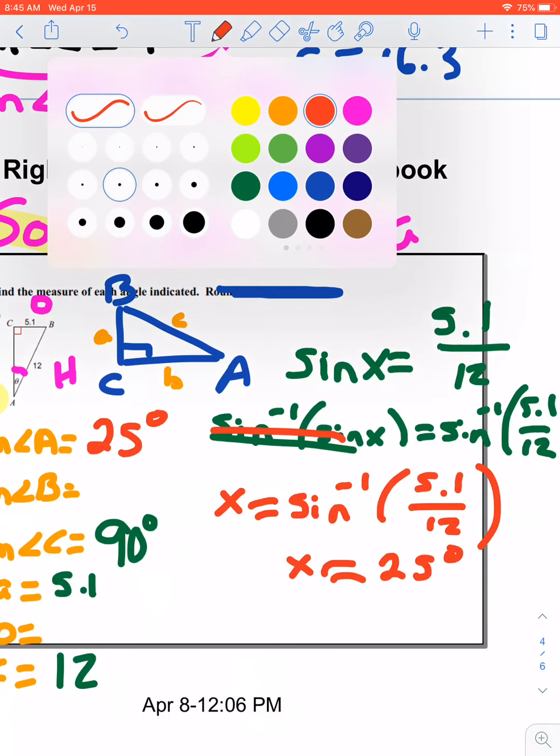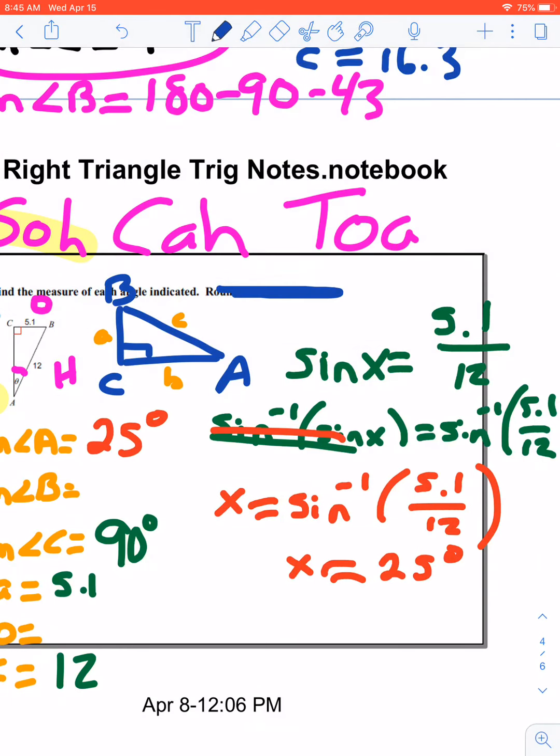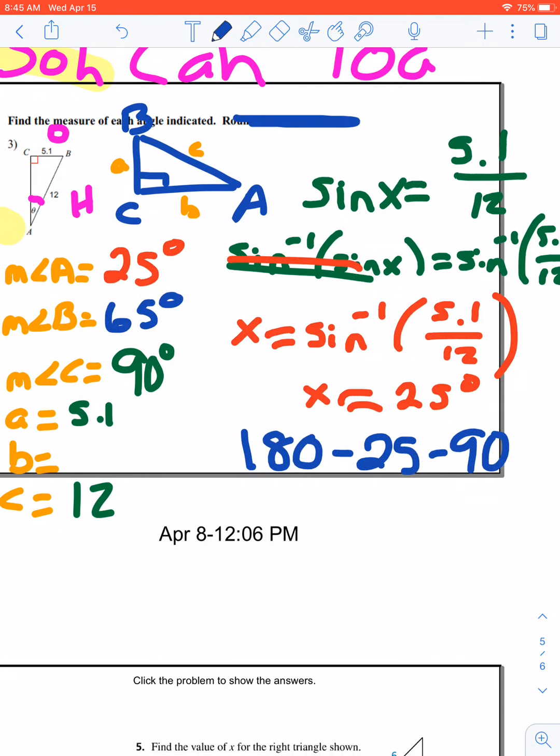So how do I find angle B? Because remember, I'm solving for this whole triangle. I'm going to do 180 minus 25 minus 90 gives me B. Well, again, we know that 180 minus 90 is 90, minus 25 is 65. So the measurement of angle B is 65 degrees. Okay.